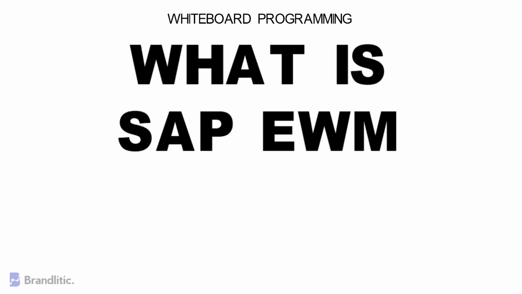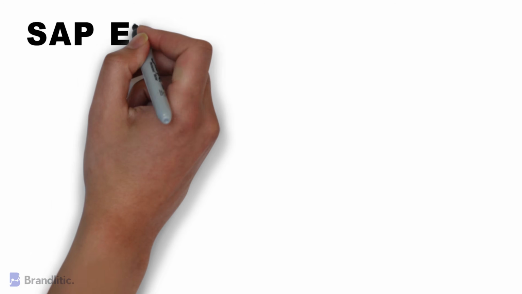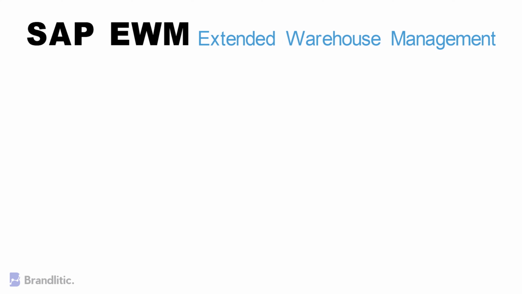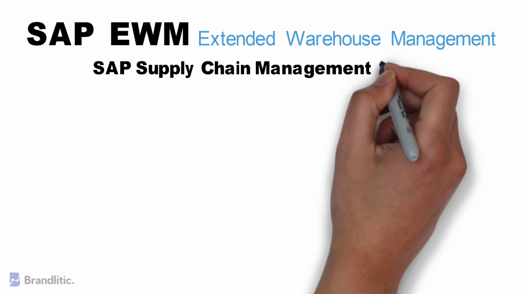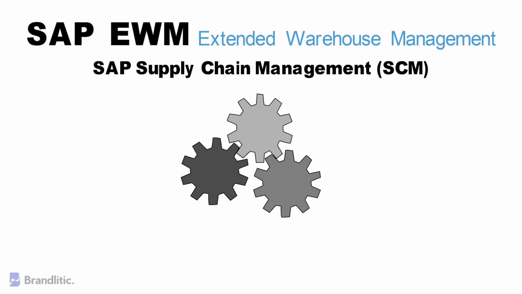And today I'll be sharing with you what is SAP EWM, or SAP Extended Warehouse Management, and provide you with a brief introduction to it. So let's get started. In a nutshell, SAP EWM stands for Extended Warehouse Management and is a part of SAP Supply Chain Management, just like Warehouse Management System. But on the contrary, it provides more robust and advanced features to manage key activities in a warehouse.